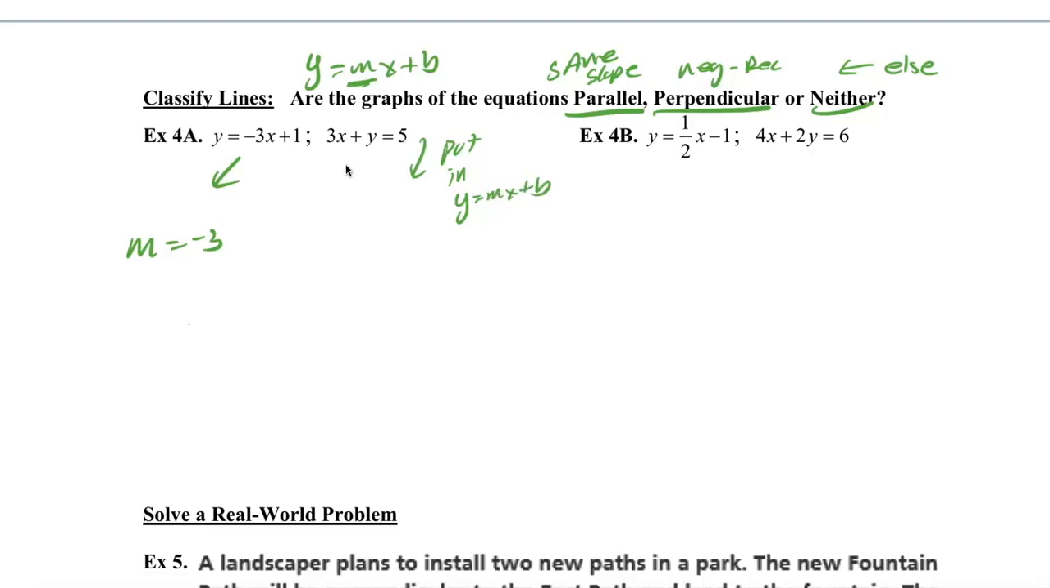Try and trick me. So we're going to minus 3x from both sides. These will cancel. I get y equals negative 3x plus 5. And now I know my slope is negative 3. And they match, so these are parallel.